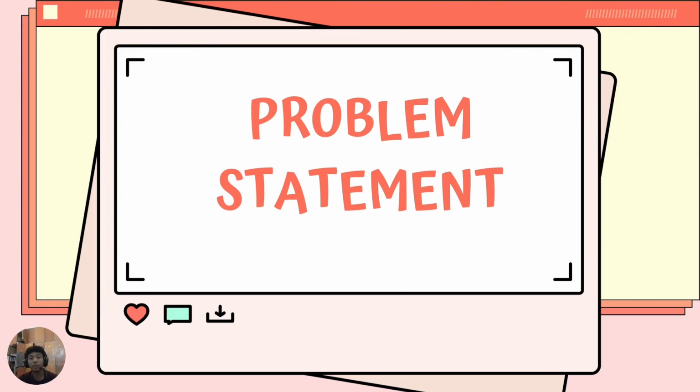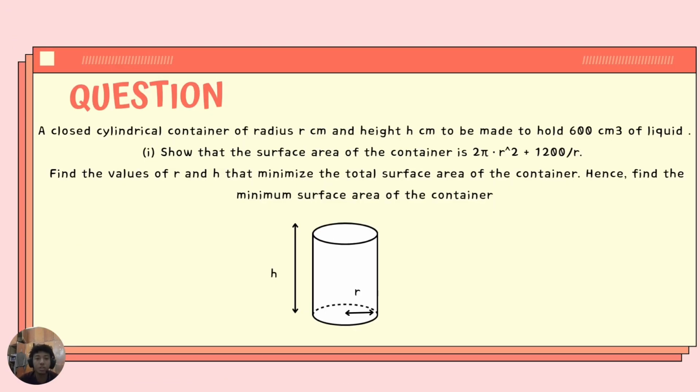Let's look at the problem statement. So this is the question. A closed cylindrical container of radius r cm and height h cm is to be made to hold 600 cm cubed of liquid.